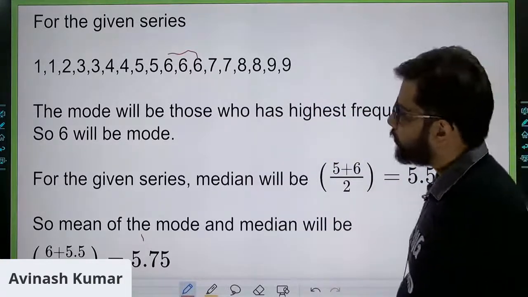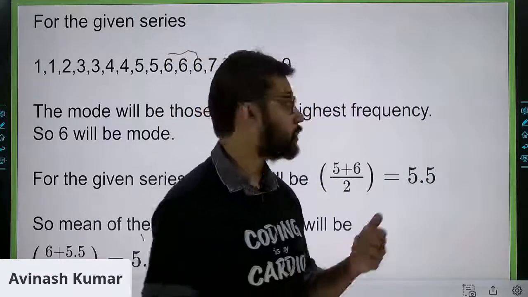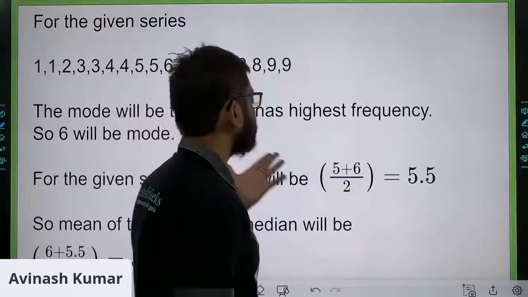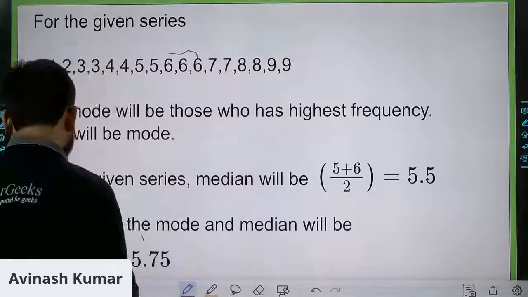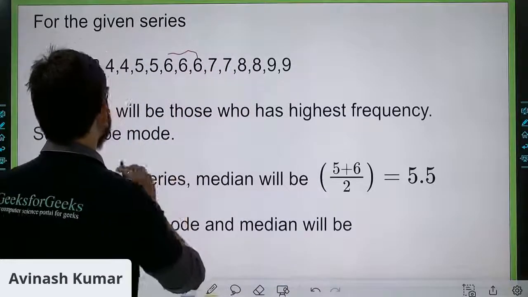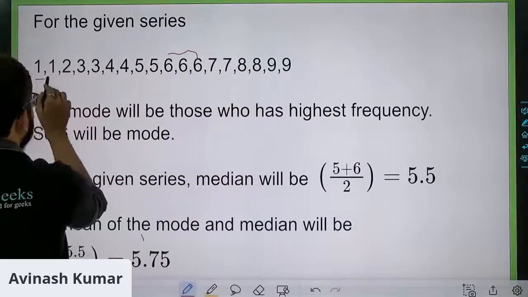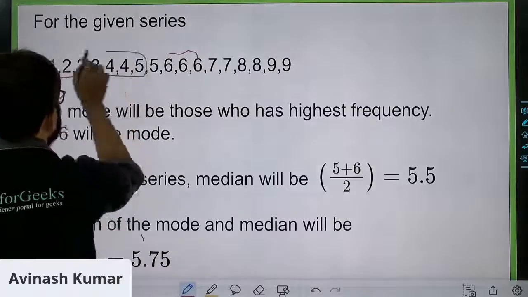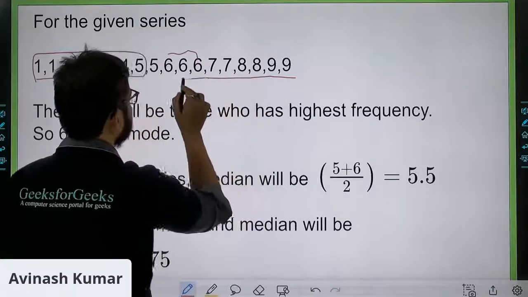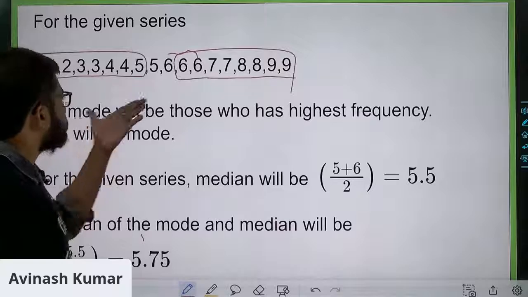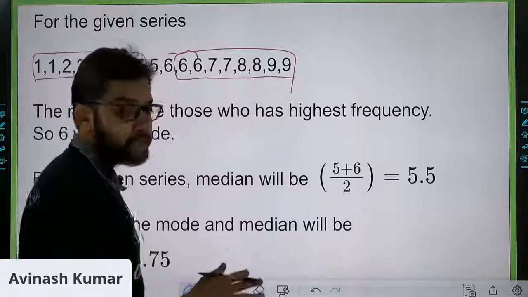Now for the given frequency, how much total data was there? For the median, it's basically the middle term, but the middle term can be easily calculated once our series has an odd number of terms, like 17, 15 or 11. But here it has exactly 18. So we have to leave 8 terms from this side, 1 2 3 4 5 6 7 8, and 8 digits from the other side. So what we have left is 2 digits.